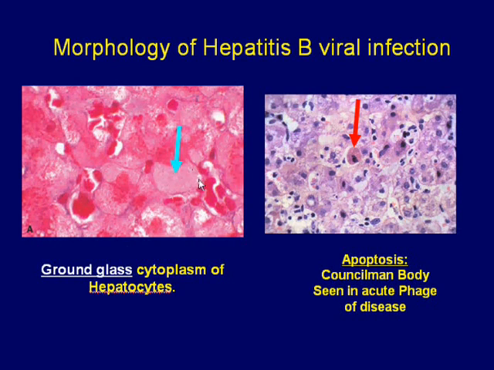Remember that this ground glass cytoplasm appearance of the hepatocyte can be seen in the acute phase, it can be seen in the chronic phase, it can be seen in the carrier phase as well. It means so long the infection is present in the liver, this ground glass appearance will be seen in the hepatocyte. Acute phase, chronic phase, carrier phases.